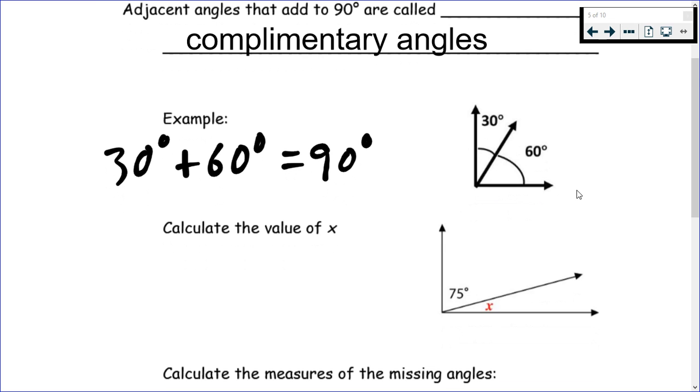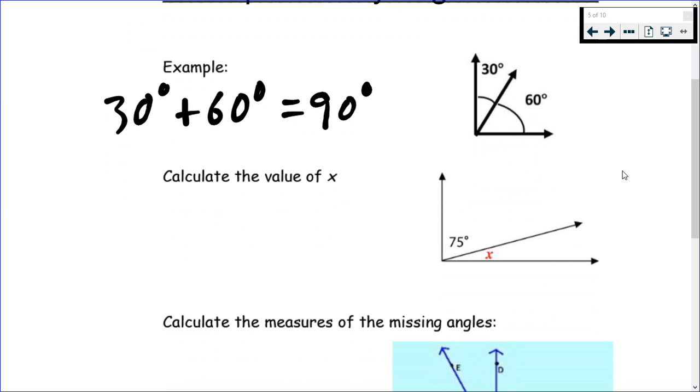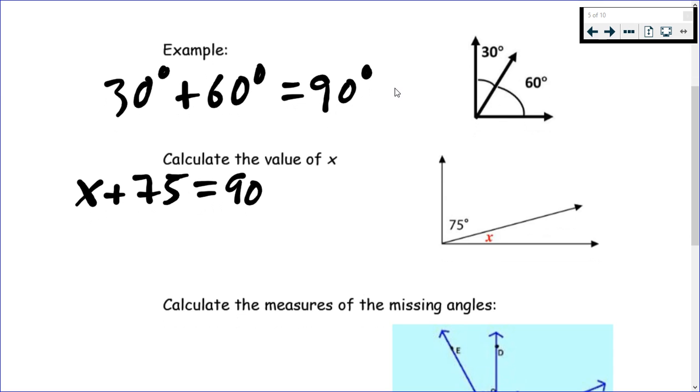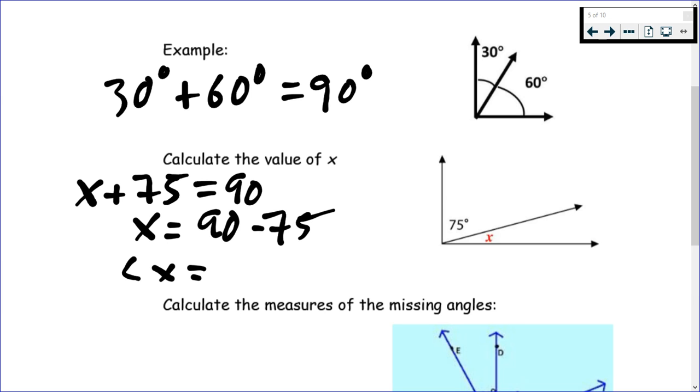And we can once again use this for determining unknown angles. I know I have a 90-degree angle here. This one's 75. What's the missing value, X? Well, X plus 75 equals 90, and we know that because they are complementary angles. We'll subtract 75 from each side, so X equals 90 minus 75. And so we find that angle X is equal to 15 degrees.